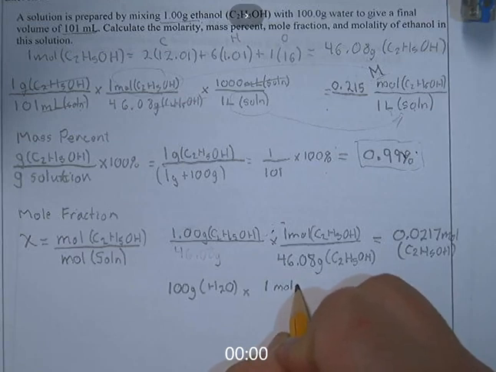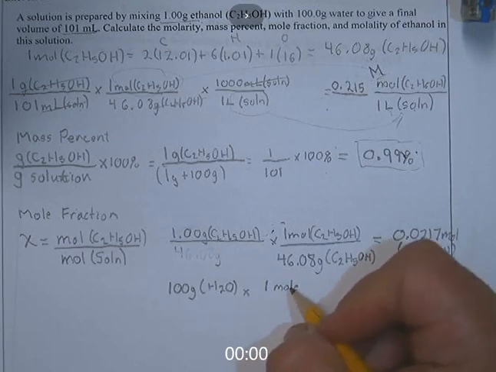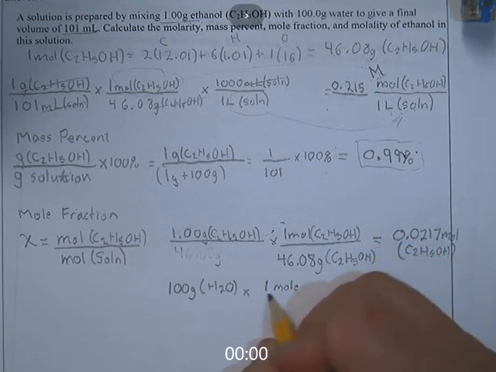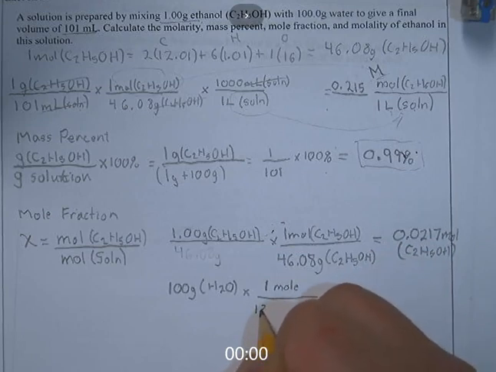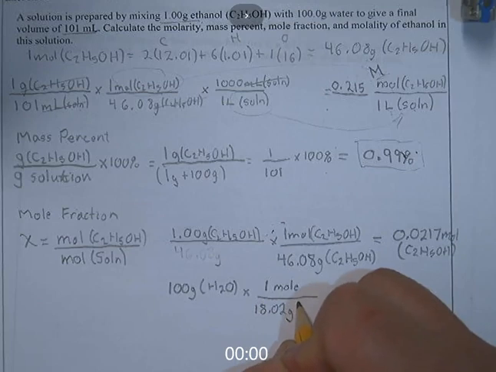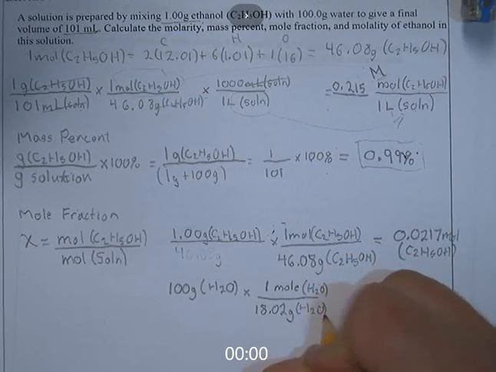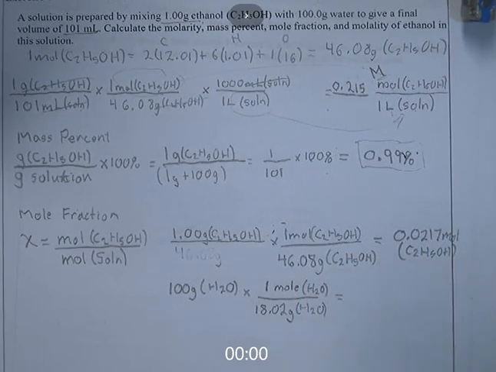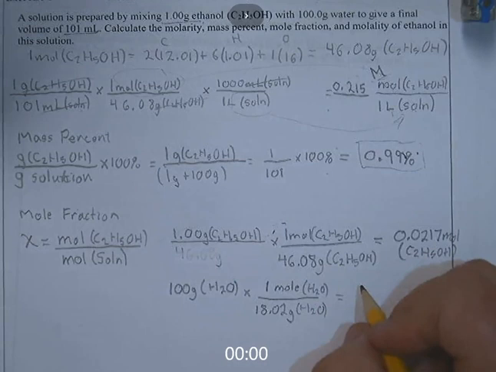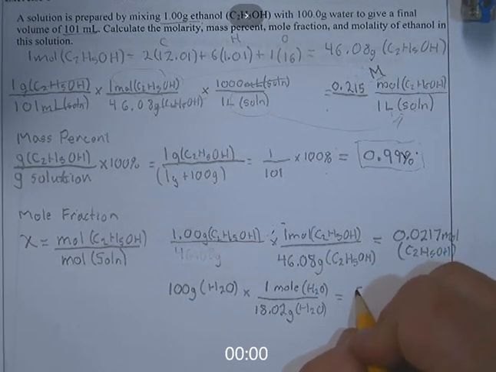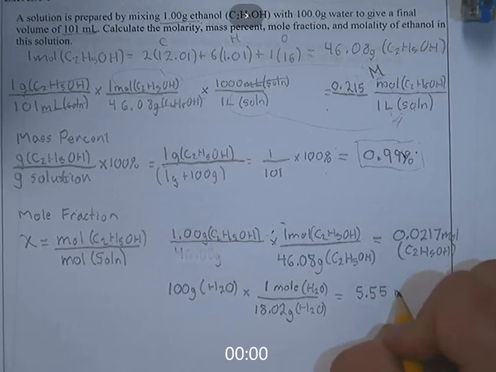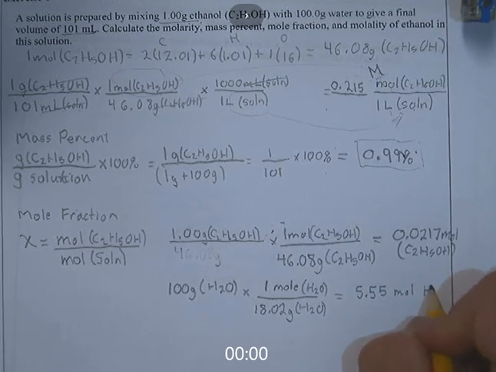Oxygen is 16. 2 hydrogens are 1.01 each. So that gives you 18.02 grams for H2O. Okay, and you crunch the numbers on that, and you end up with 5.55 moles of H2O.